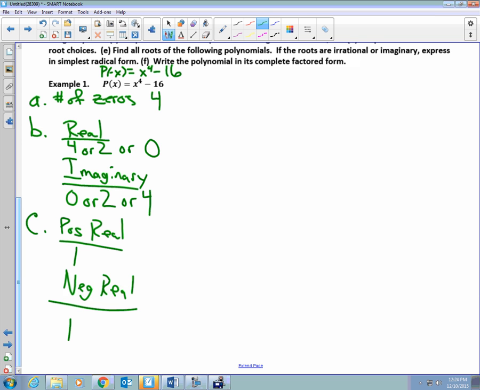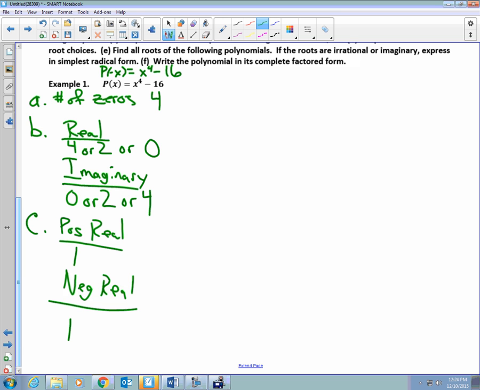True or false? I could have 0 real solutions. False. You have exactly how many real solutions? You have 2. They're right here. You have 1 positive and 1 negative real. So you're going to have this situation, 2 real and 2 imaginary. Of the 2 real, 1 will be positive and 1 will be negative.